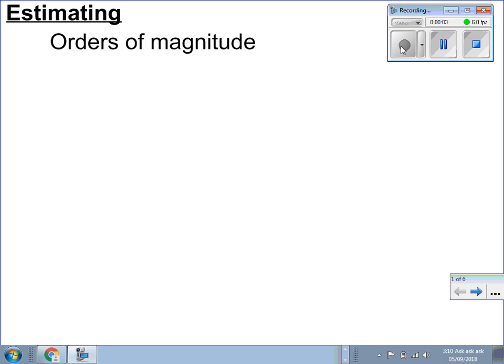Hi everyone. This lesson is going to be about estimating and orders of magnitude. What we're going to do is I'm going to talk you through how to estimate a value to within an order of magnitude. In the IB program, generally speaking, you just have to be close. You don't have to be right on when you're asked to estimate things like we're going to do here.